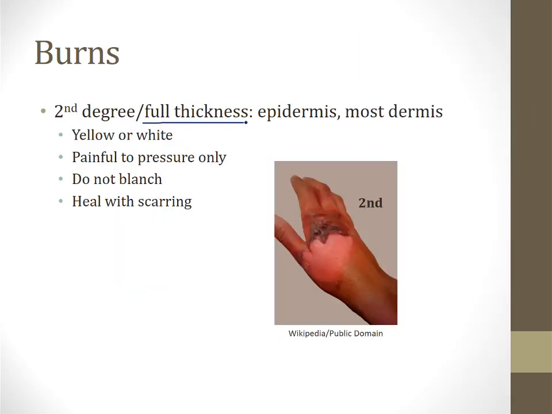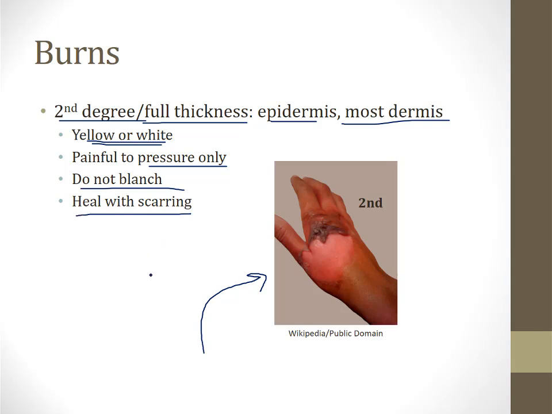Full thickness burns, which used to also be called second degree burns, involve the epidermis and most of the dermis. These burns look like what's shown on the screen here. They are yellow or white, and they are painful to pressure only, and that's because many of the nerve endings have been damaged. They do not blanch because blood flow to the area has been disrupted. That's why they tend to be yellow or white, and the color doesn't change when you press on it. And these types of burns will heal, but there will be scarring after they heal.